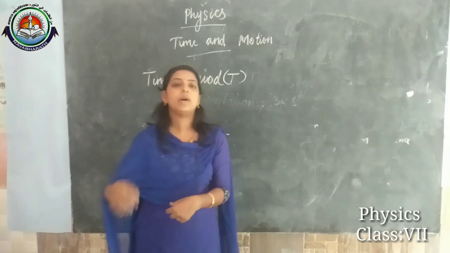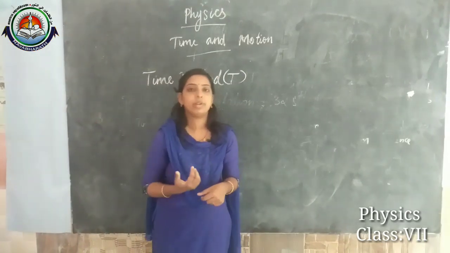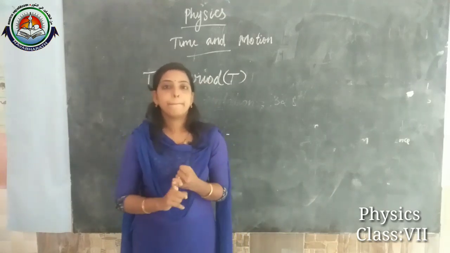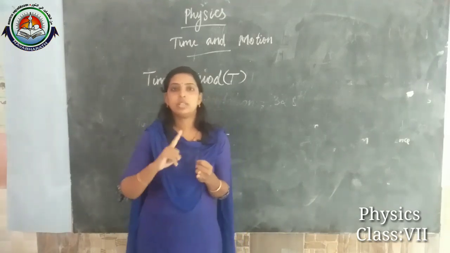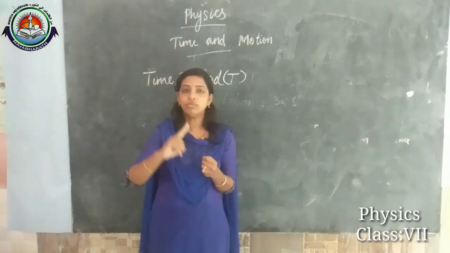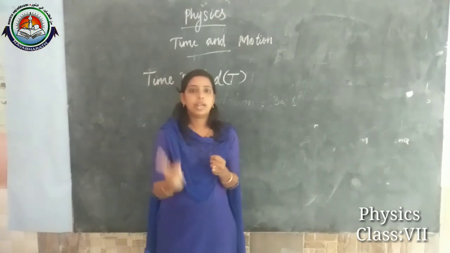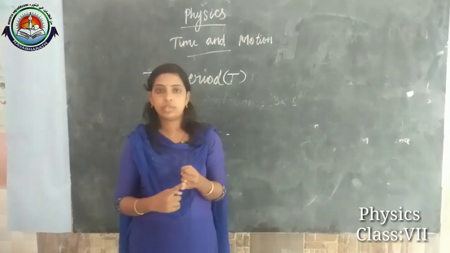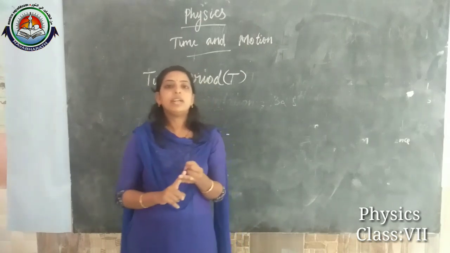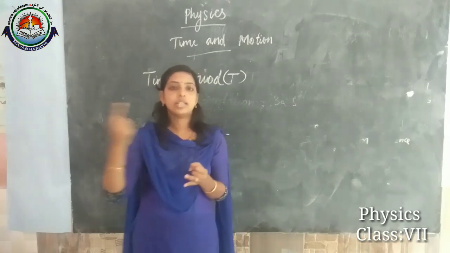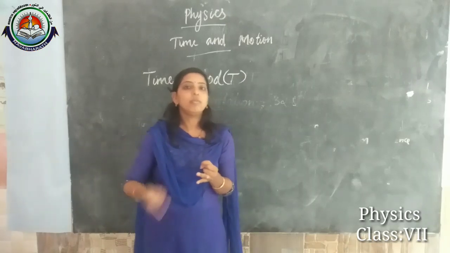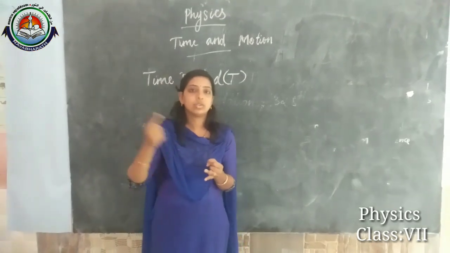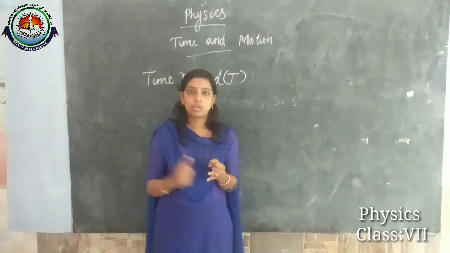Okay, so that's all about the latest trend in the measurement of time. First we learned about the pendulum clock. The pendulum clock is based on the principle of the simple pendulum, and the oscillation of the pendulum controls the hands of the clock. And we learned about the wristwatch. It has a balance wheel, and the oscillation of the balance wheel controls the movement of the hands of the watch.